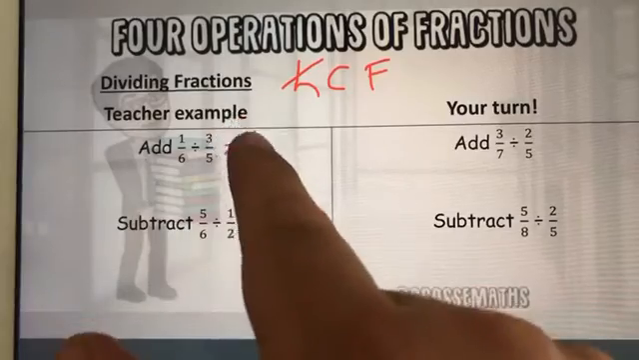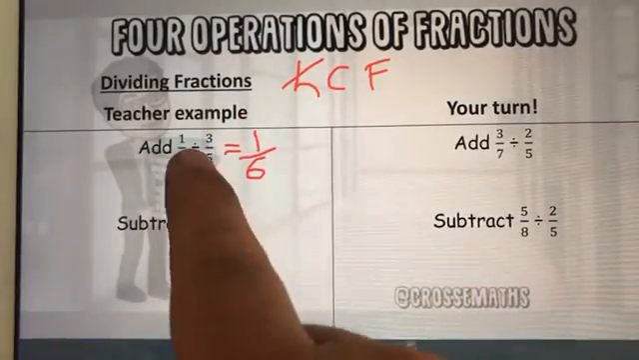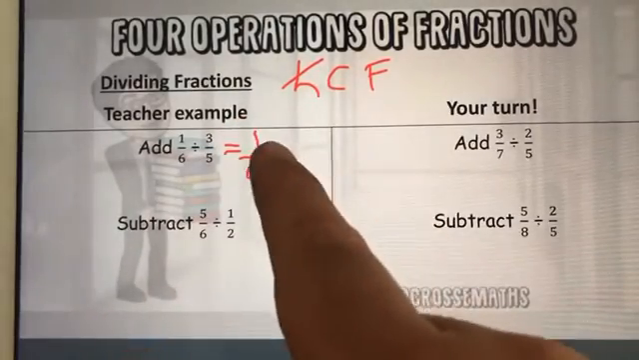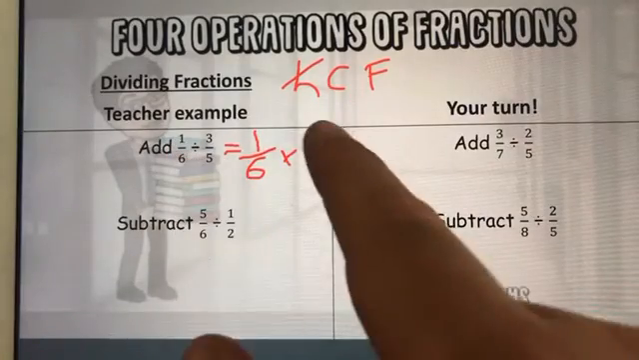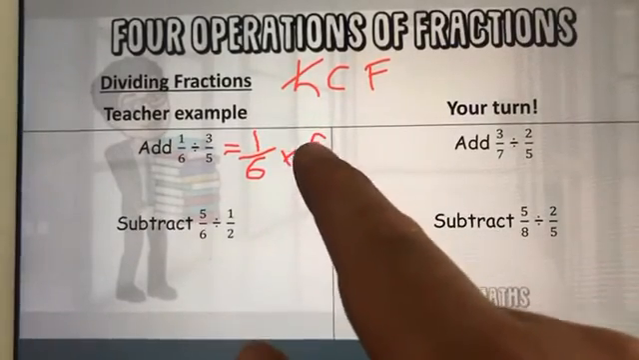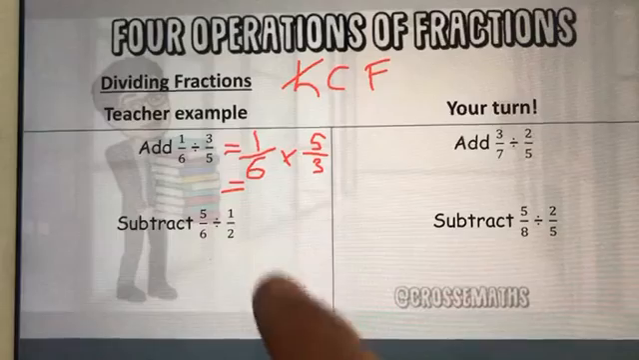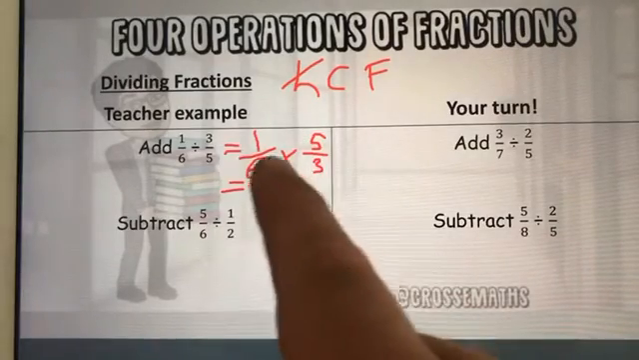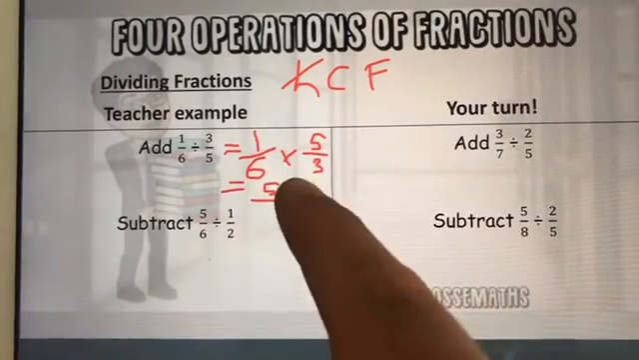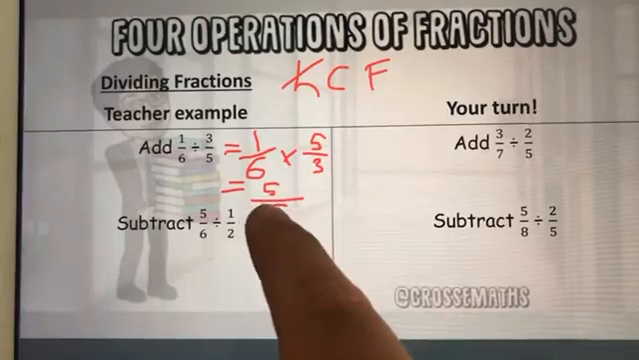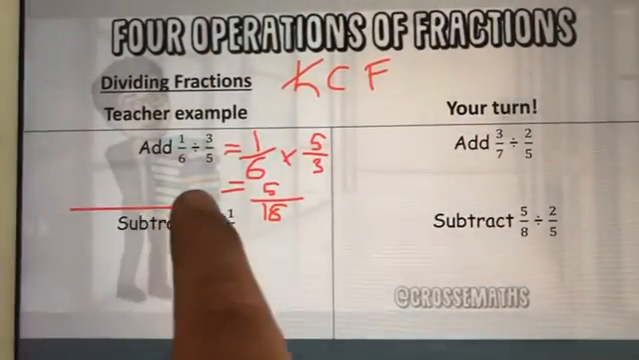Okay, so keep it as 1 over 6, going to change that to a times, and then I'm going to flip that upside down to 5 over 3. And now I can do it exactly the same as I did with multiplying earlier on. 5 times 1 is 5. 6 times 3 is 18. That won't simplify, okay? So that's going to be your final answer, 5 over 18.